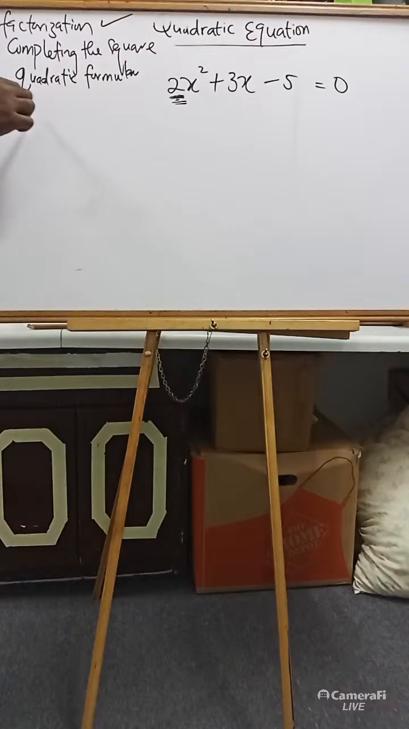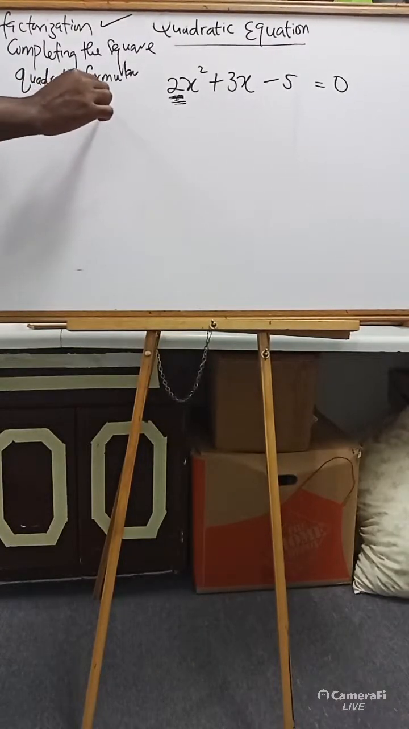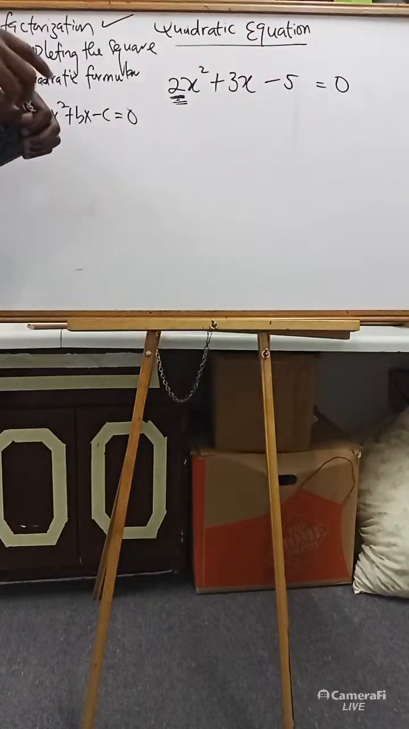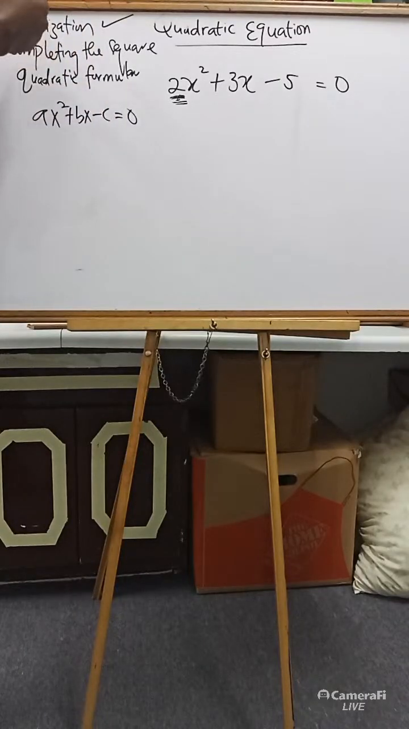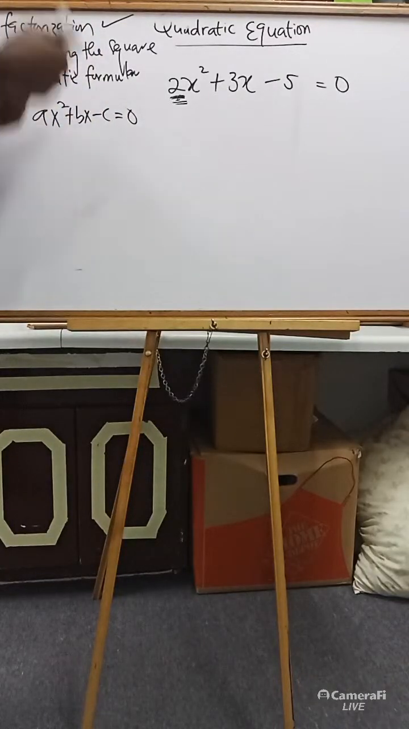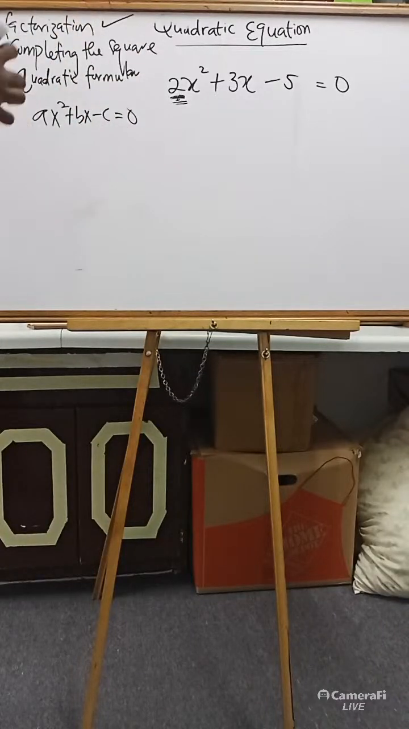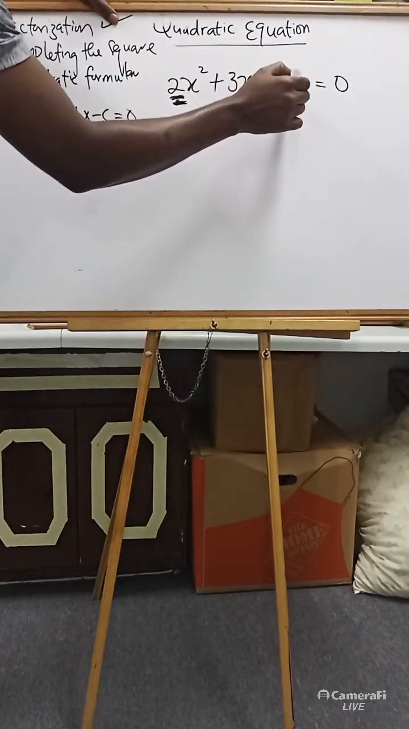Don't forget that the general form of a quadratic equation is ax squared plus bx plus c equals 0. So this is taking the form of a general equation. In a situation whereby the factorization approach does not work, then we'll resort to either completing the square or the quadratic formula. But let's check if the factorization approach is going to work for this. So the first thing that comes to your mind is to multiply this leading coefficient by c.